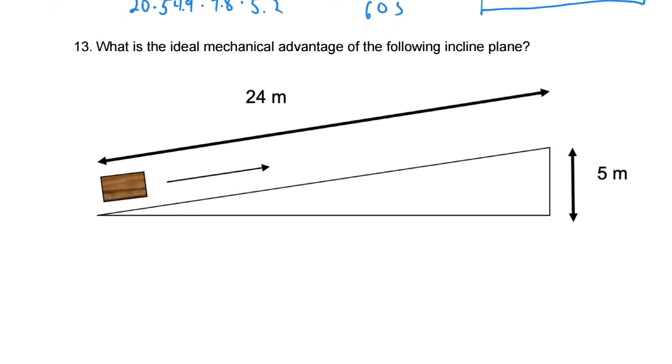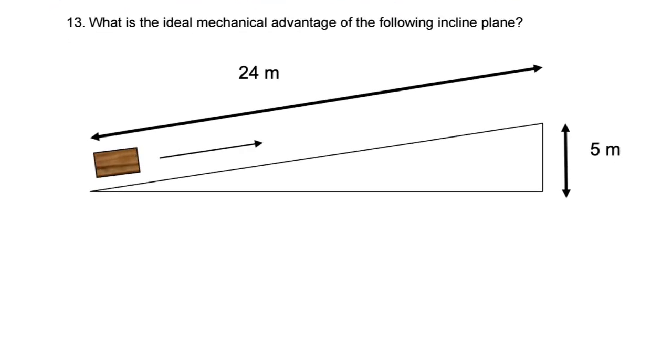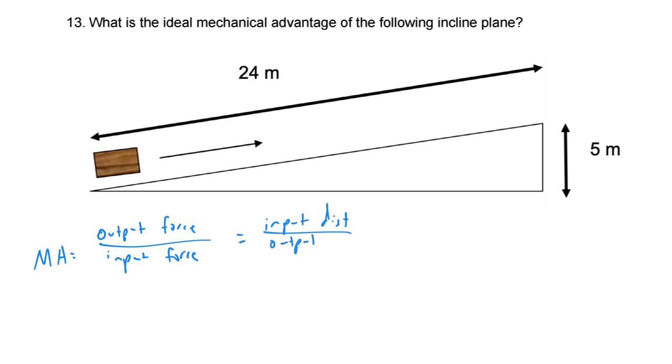All right. What is the ideal mechanical advantage of the following inclined plane? There are two ways to figure out mechanical advantage. You can do output force divided by input force, or you can do input distance divided by output distance. These should be correlated, and that's why we're able to equate these. Notice in one of them you've got output on the top, the other one you've got output on the bottom. This one we are given distances, so we'll use this formula with distances.